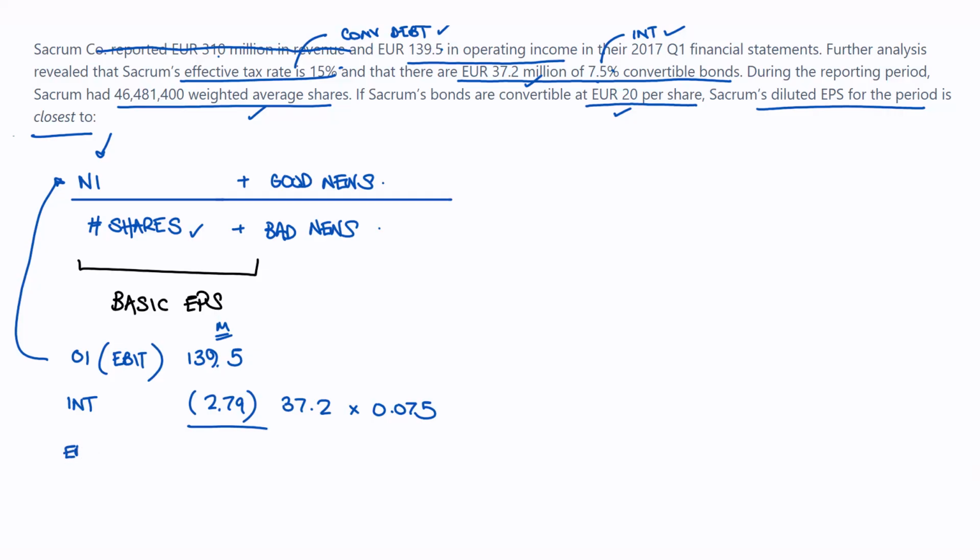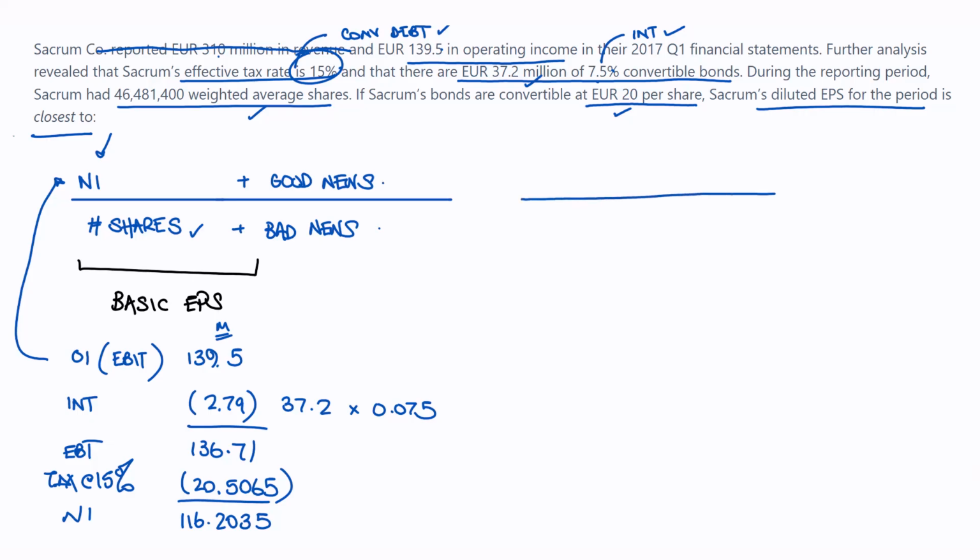That would give me earnings before tax of 136.71. Tax is at, I saw an effective rate somewhere, there it is, 15%. 20.5065. I'm not saying you'd go to this many DPs in the exam, but obviously I don't want any rounding errors to throw you off here. So after interest, after tax, that I think would be a decent net income figure. 116.2035.